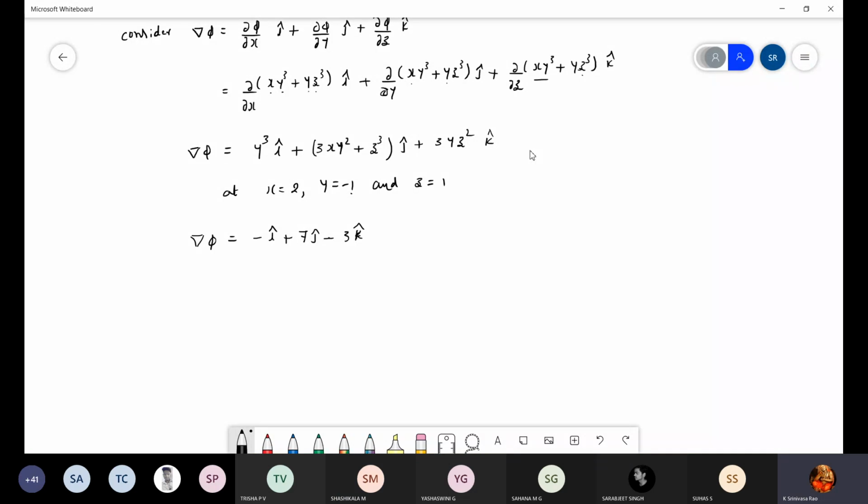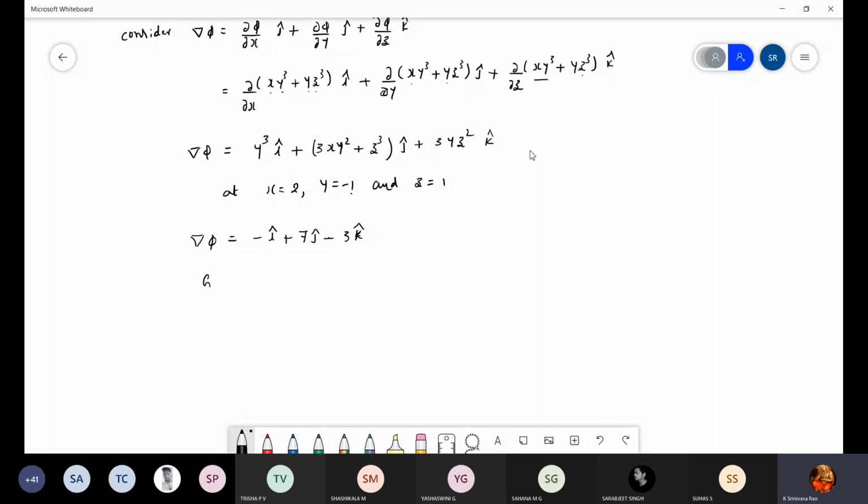So be clear. Okay. Yeah, it will happen. Mistakes will happen. That's why I told, if the mistakes happen in the class, you can rectify it and change over, but not in the internals and the exams. Okay. Next, this is grad phi.